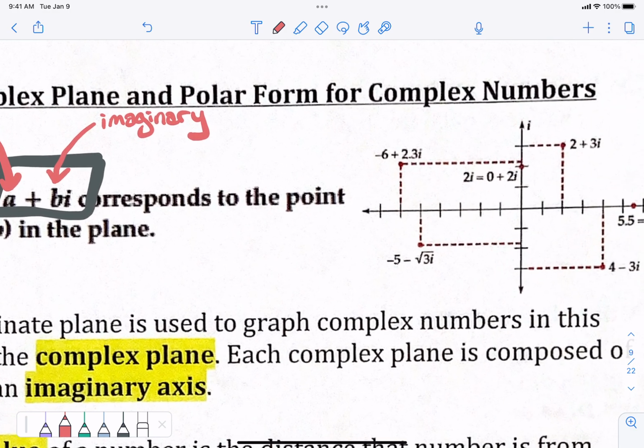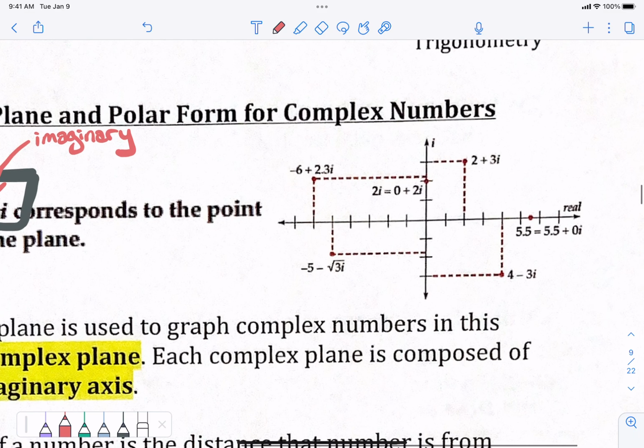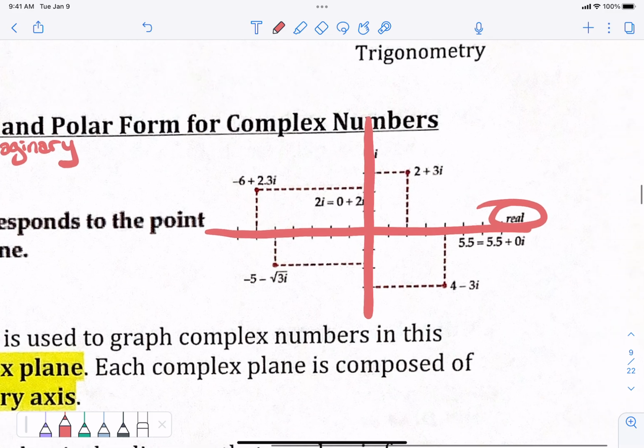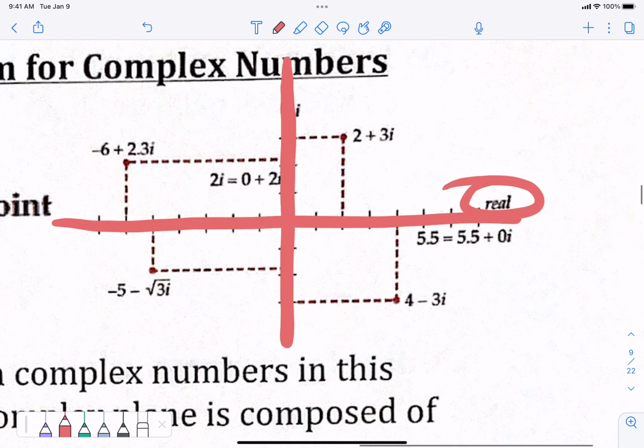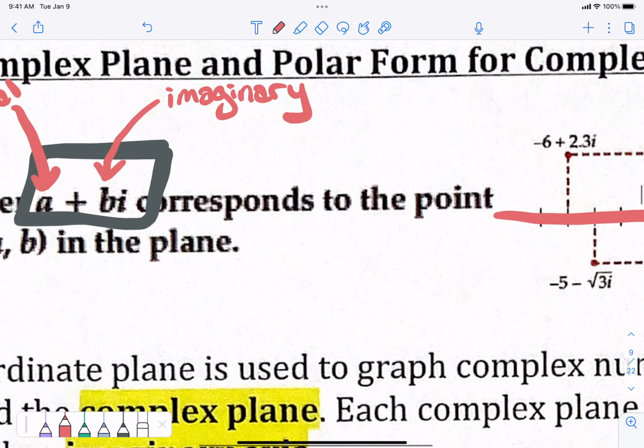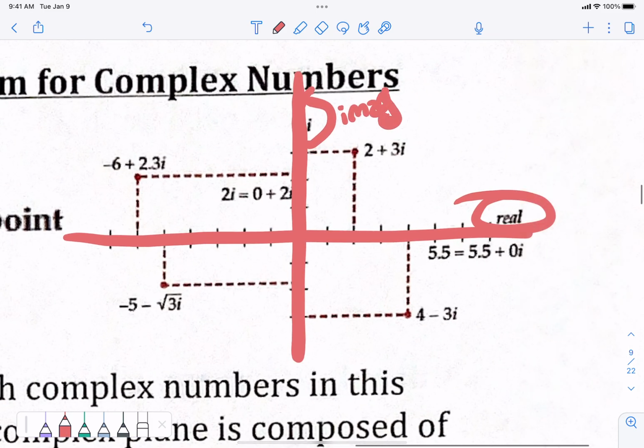When you graph this, take a look at your x and y axis. The x-axis is going to be the real axis, so it's no longer the x-axis anymore, and the y-axis is the imaginary axis. You see how it's labeled with imaginary. Anyway, real axis, imaginary axis.